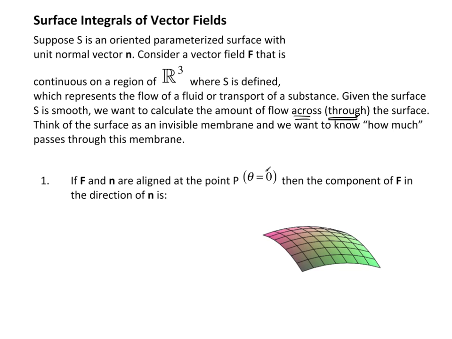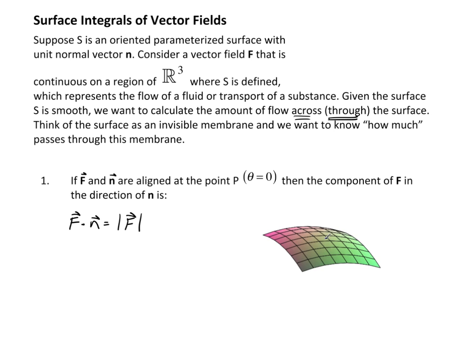So we have a couple of different scenarios to think about. Make sure you remember that these are vector fields and normal vectors. Suppose they're aligned at the point P, a point on the surface. If the direction the field is flowing and the normal vector are aligned, in other words theta equals 0, then the component of F in the direction of n is F dot n. We're going to use a dot product here, but that's simply going to be the magnitude of F.